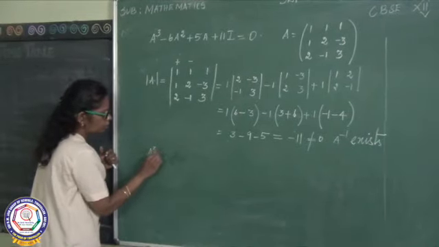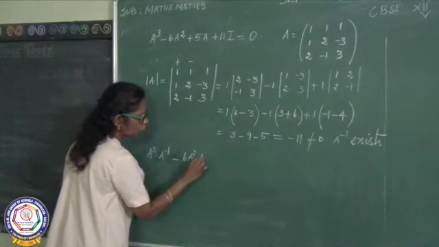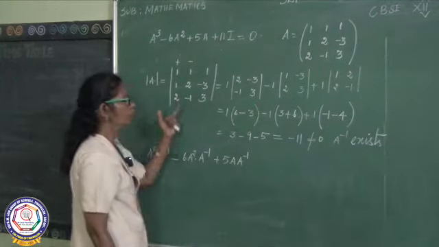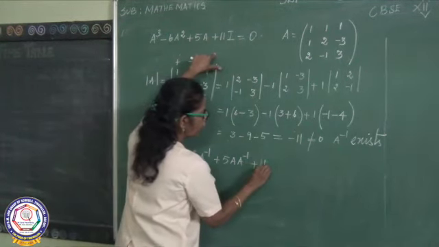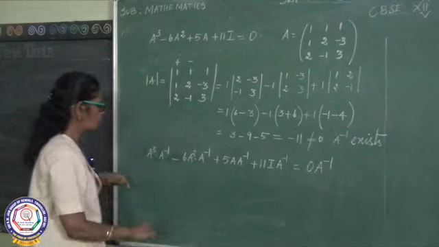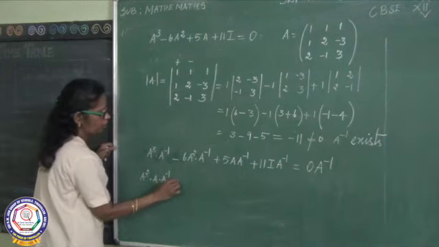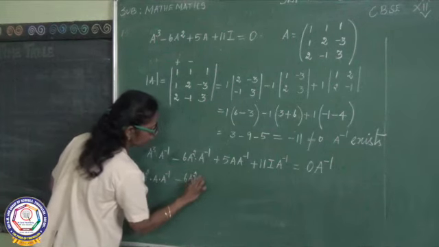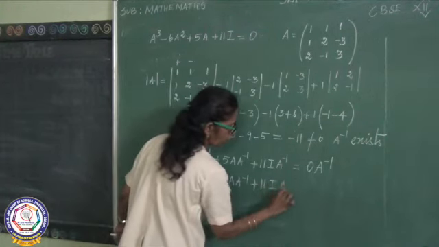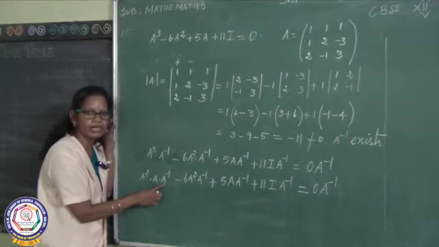A cube into A inverse minus 6A square into A inverse plus 5A into A inverse, we can multiply pre also, plus 11 into I into A inverse equal to 0 into A inverse. Now A cube, that is A square into A inverse minus 6 A square A inverse plus 5 A inverse plus 11 I A inverse equal to 0 into A inverse. See here, A into A inverse I discussed as identity.